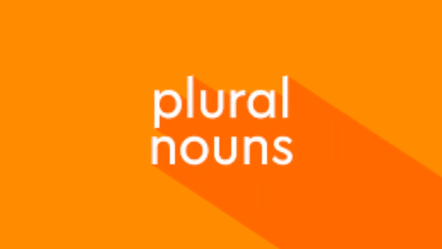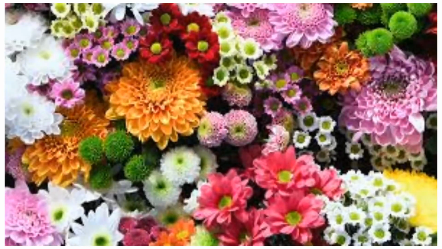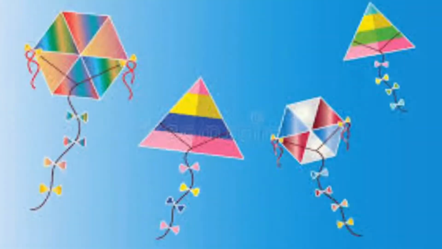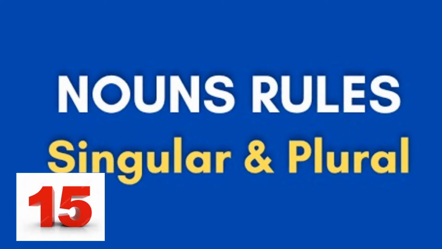Okay, then what is a plural noun? Plural noun is a noun which refers to more than one person or thing. Example: flowers, trees, kites, and so on. Alright, there are various rules for changing singular nouns to plural. However, in this video, we will discuss the 15 most commonly used ones for changing singular nouns to plural.